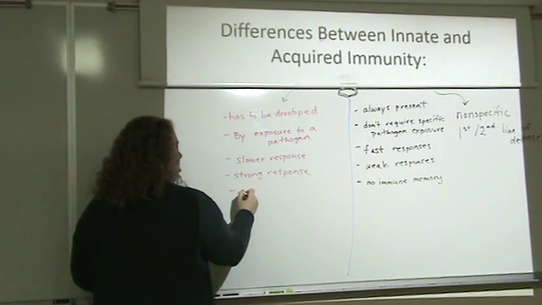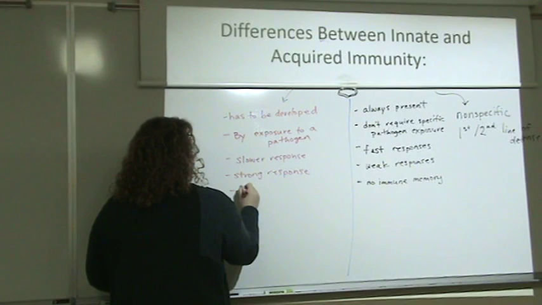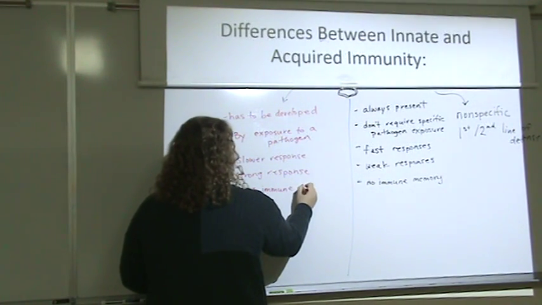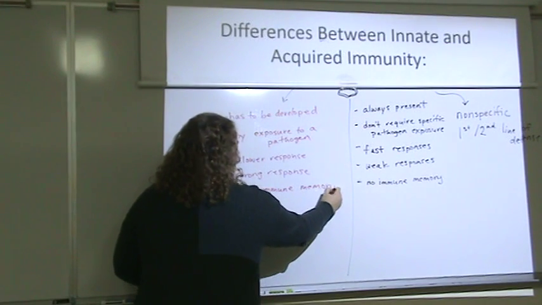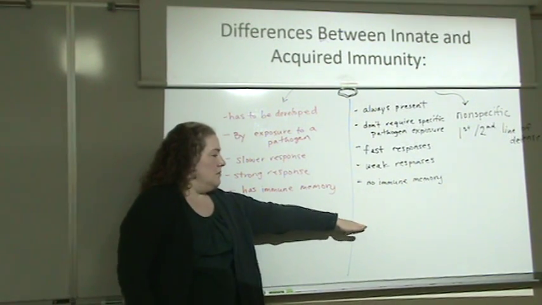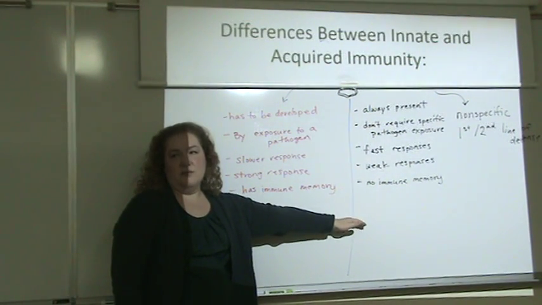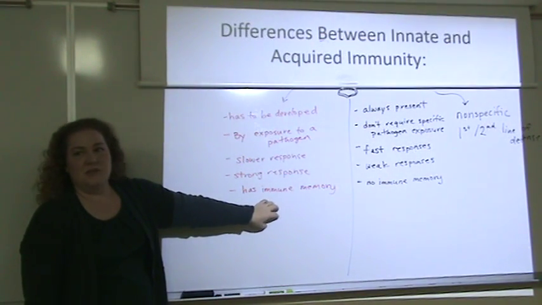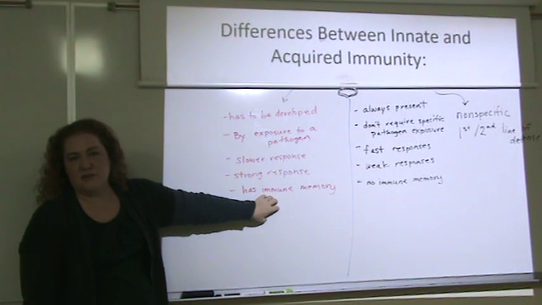And acquired immunity does have immune or immunological memory. So this one, quick, general, weak, but you've already got it. This one, you have to take the time to develop it and learn a certain pathogen, but once you develop it, it's strong and it lasts a long time.